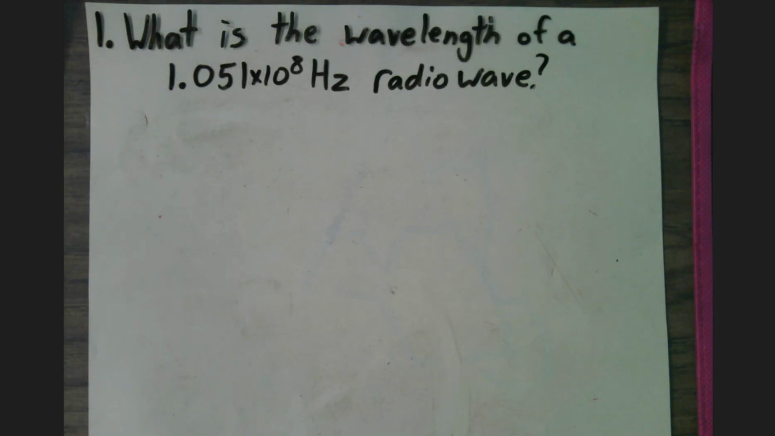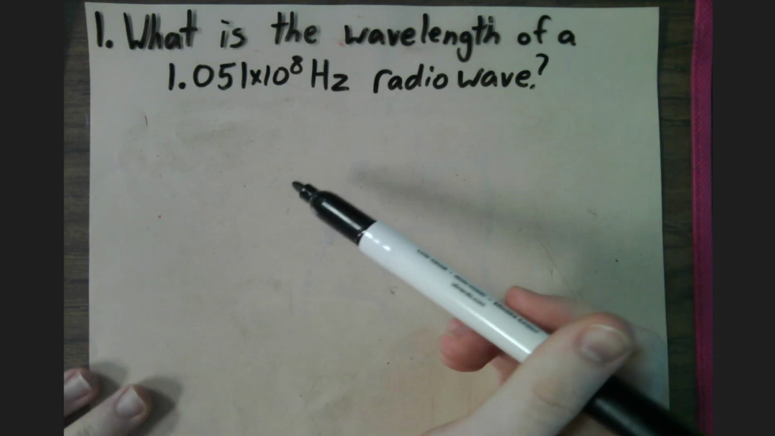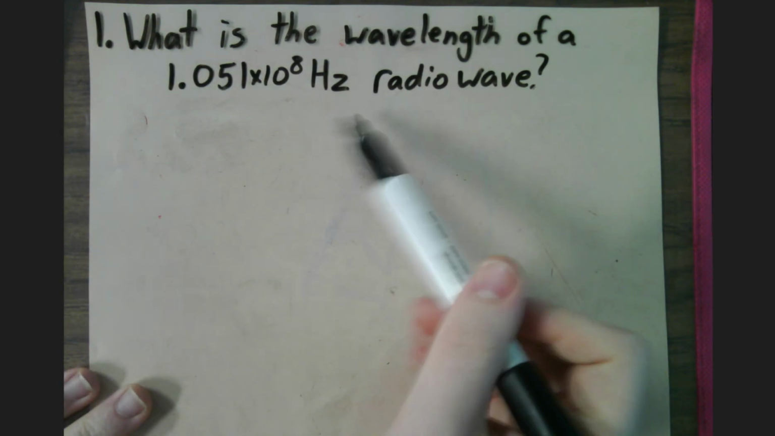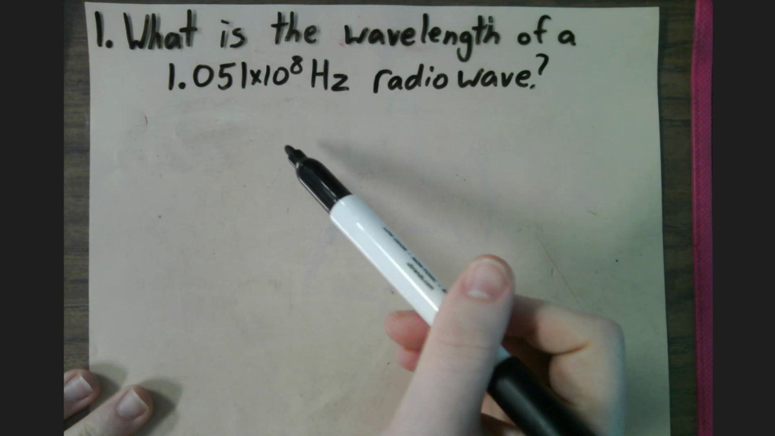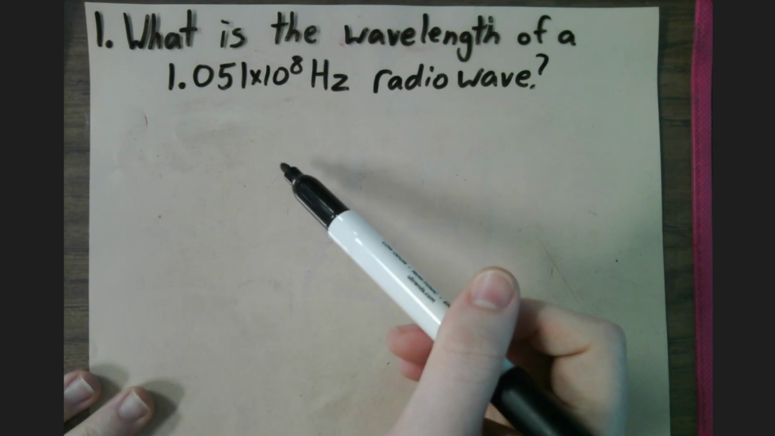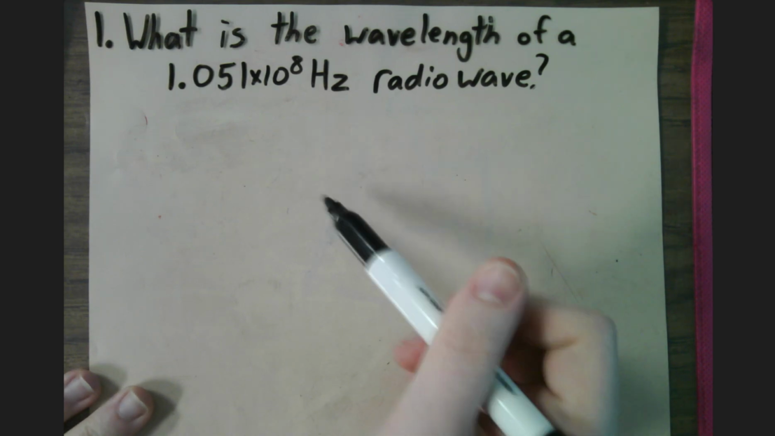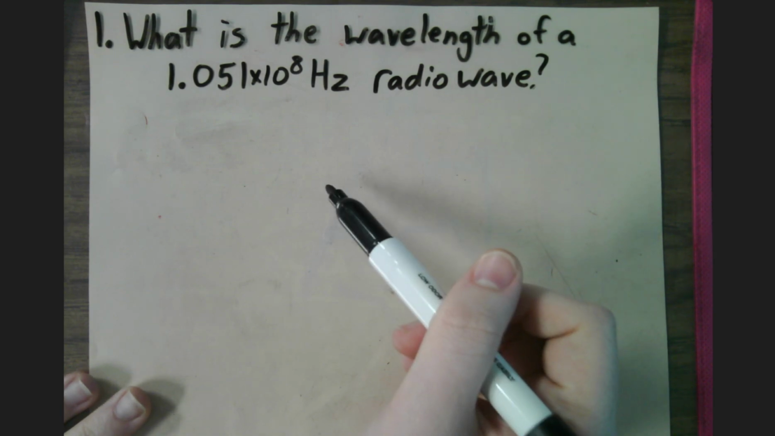This is a video on how to determine the wavelength of an electromagnetic wave. We're going to start with this problem. What is the wavelength of a 1.051 times 10 to the 8th hertz radio wave? So we're going to start with our formula.